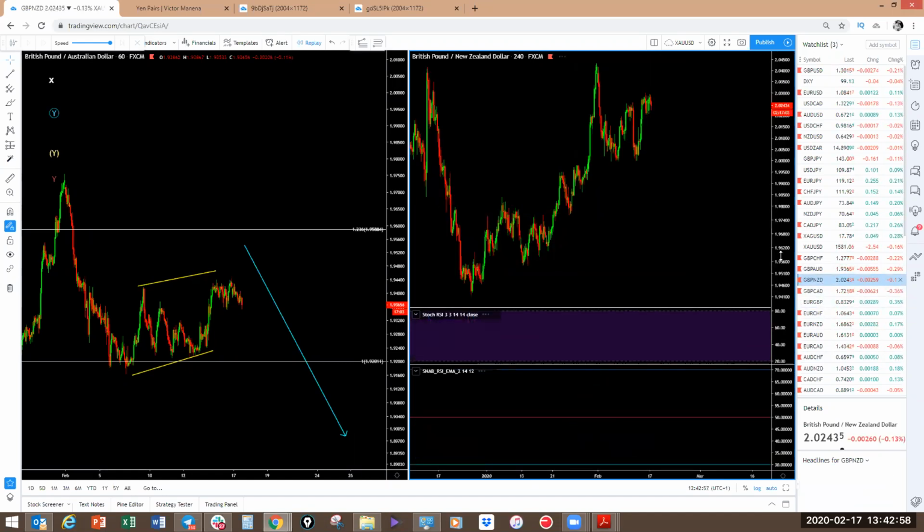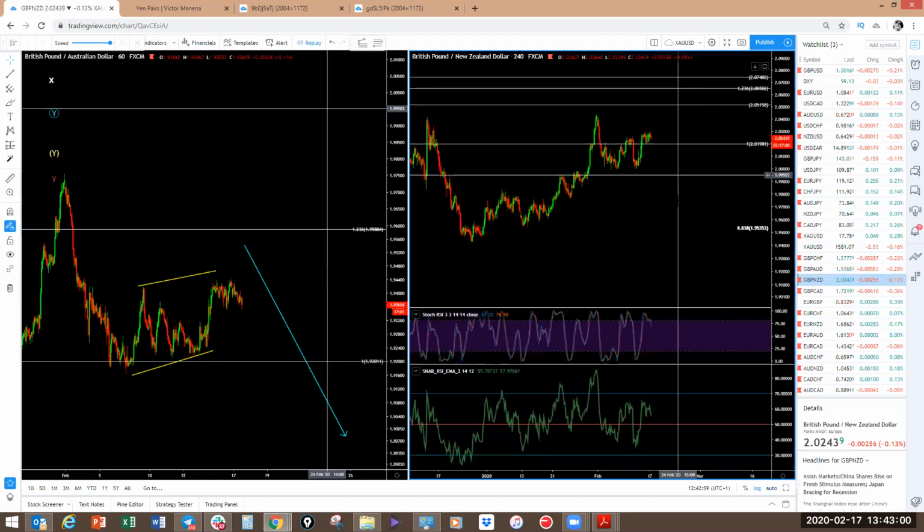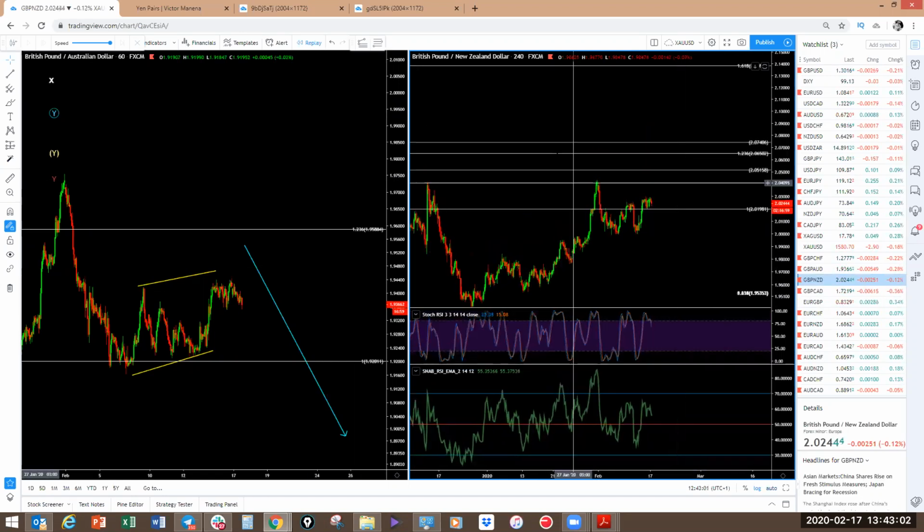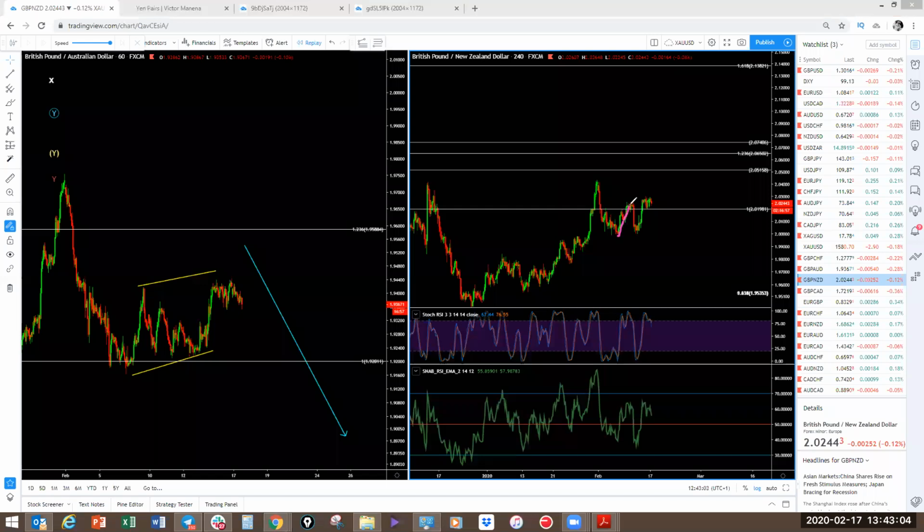Euro. Euro is doing the same thing. Euro, pound New Zealand. And if that confirms further upside, we're going to have something like this: 1, 2, 3. Then we're going to have this one coming down in red and then upside. Right, that is pound New Zealand.